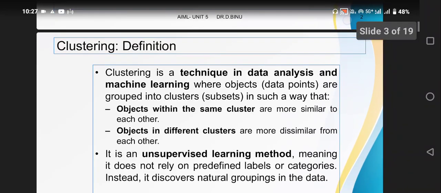What is the definition of clustering? It is a technique in data analysis and machine learning where objects are grouped into clusters in such a way that objects within the same cluster are more similar to each other. Objects in different clusters are more dissimilar from each other. It is an unsupervised method, meaning it does not rely on predefined labels or categories. Instead, it discovers natural groupings in the data.